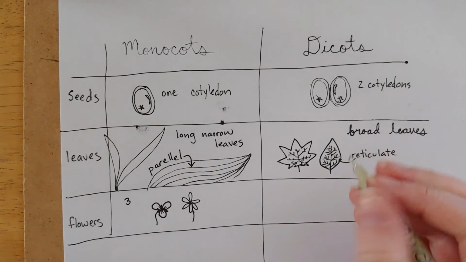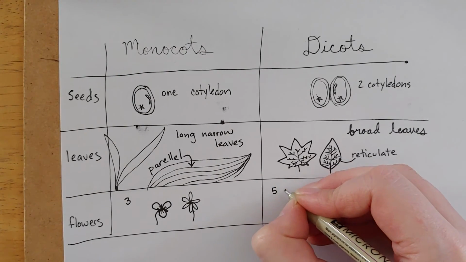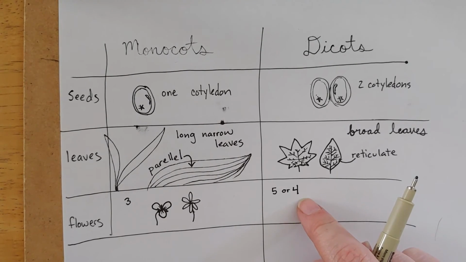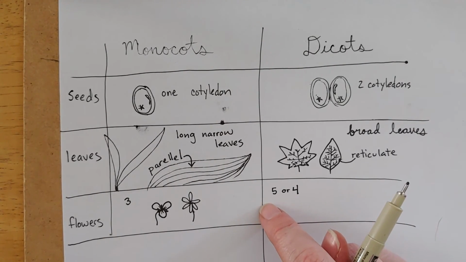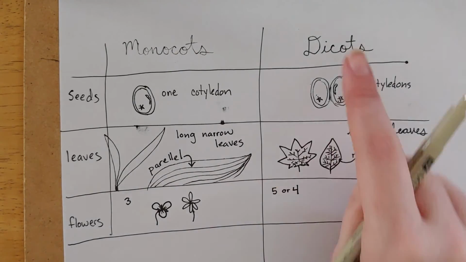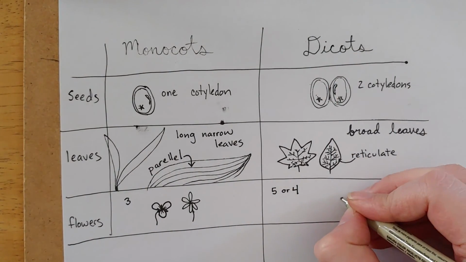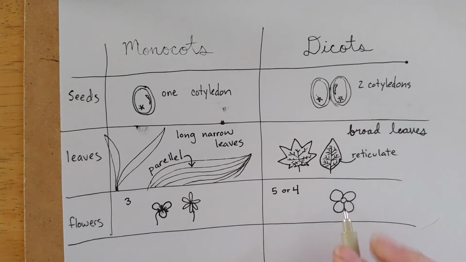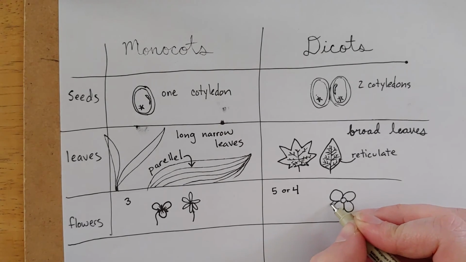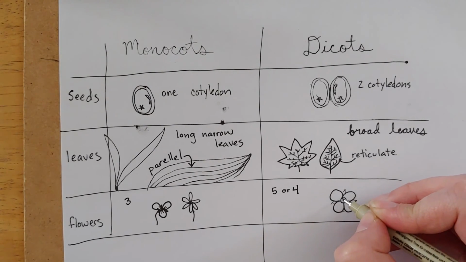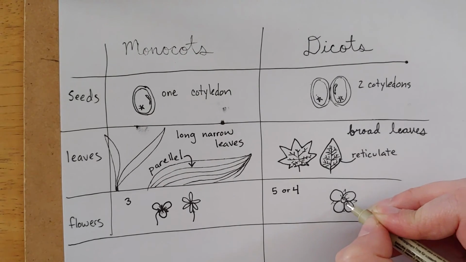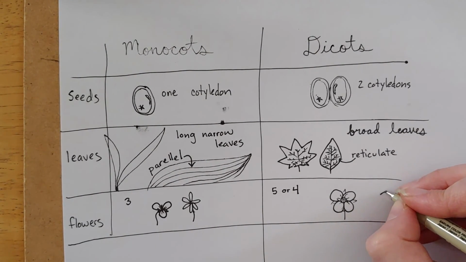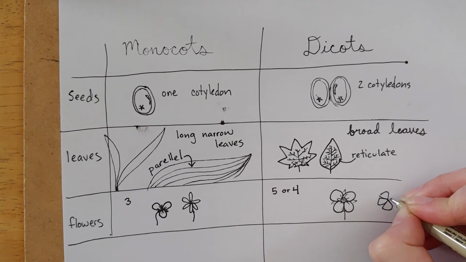In a dicot, you have multiples of 4 or 5. So multiples of 4 would be 4, 8, 12, 16. Multiples of 5 would be 5, 10, 15, 20. And it can be either one for dicots. So if you see this flower, that's 4. You would also have 4 little calyxes, the little baby leaves that protect it. Maybe it would have 8 stamen, the male part of the flower. And if you had one that had 5 sections, it would also be a dicot.